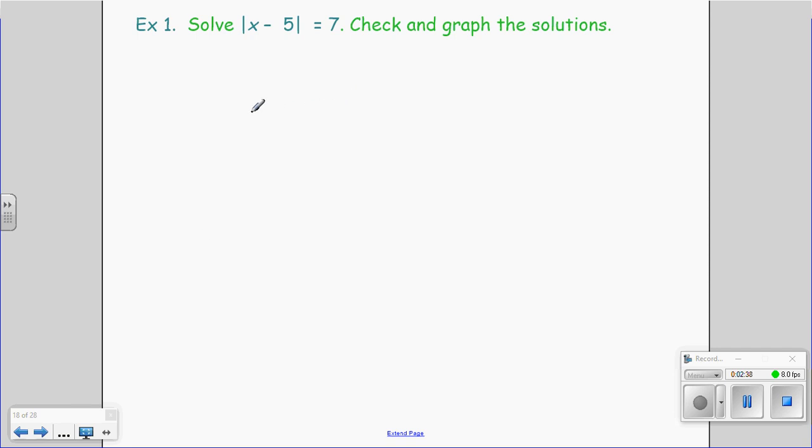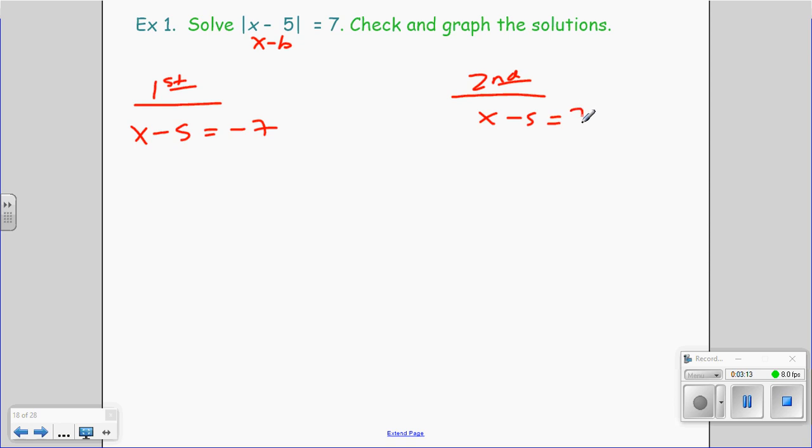So for example 1, it wants us to solve the absolute value of x minus 5 equals 7. Check and graph the solutions. So you always take the term, the x minus b, out of the absolute value sign and make two equations. The first equation, you're going to take x minus 5 equals negative 7. And then the second equation, you're going to take x minus 5 equals positive 7. So you're always going to do a negative version and a positive version of whatever follows the equal sign.